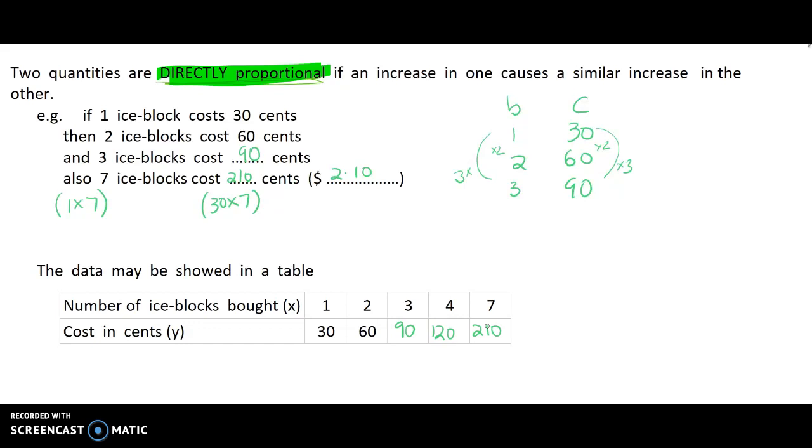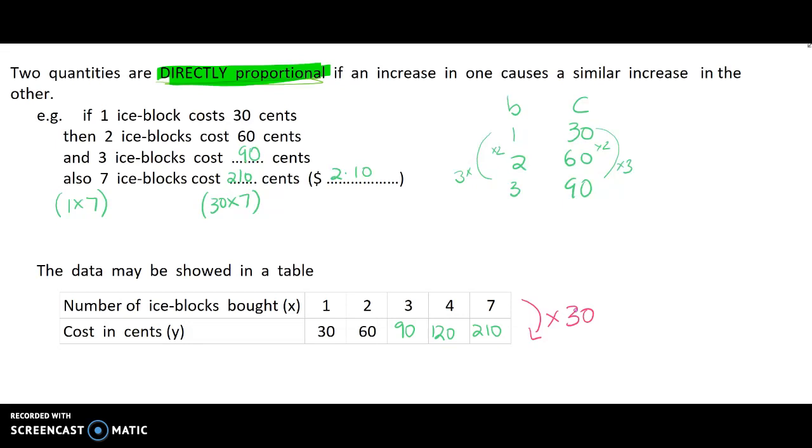Now, if you have a look, all of these quantities of the x variable, which is our number of ice blocks, are all multiplied by a certain number to give you your y. What are they all multiplied by? Yeah, so all of them are multiplied by 3. No, not by 3, sorry. By 30. How do we know that?